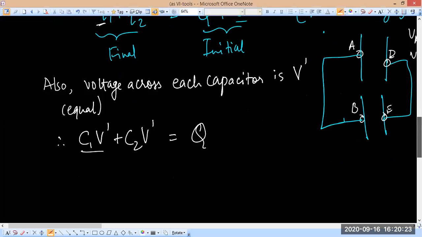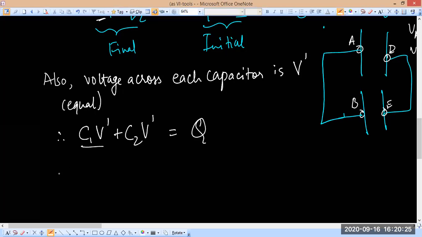So this is what we have. Now we can find V dash. Agreed? I am teaching you a very general method first, and after that I will teach you the particular shortcut for this sum. This is a general method which you can use in any tough question. Right? Whatever the question is, you will be able to solve it. So this is V dash equal to Q upon C1 plus C2, right?